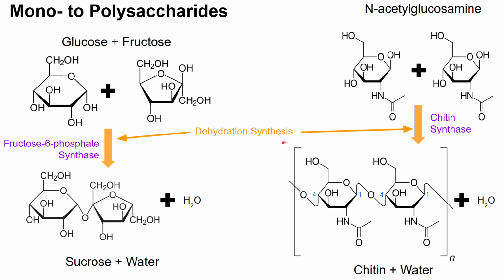Dehydration synthesis takes 2 different monomers here and extracts a water. What you do is you take this OH here and OH here, right? If you take water out, that's 2 H's and 1 O, that leaves you with just 1 O, right? You have an enzyme that does this. It's a fructose 6-phosphate synthase, in this case for making sucrose, or a chitin synthase, in this case for making chitin.